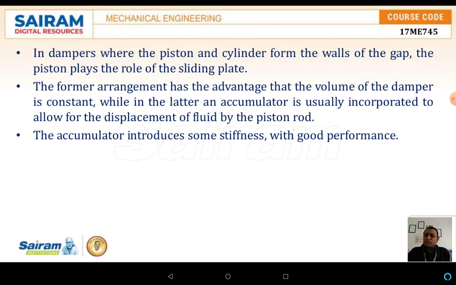Now, in the dampers where the piston and cylinder form the wall of the gap, the piston plays the major role of the sliding plate. The former arrangement has the advantage that the volume of the damper is constant, while in the latter, an accumulator is usually incorporated to allow the displacement of the fluid by the piston rod. The accumulator introduces some stiffness with good performance.